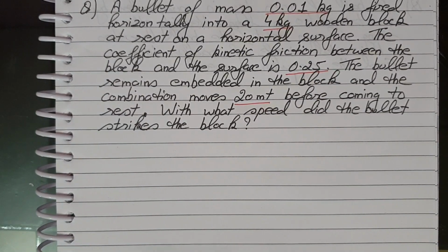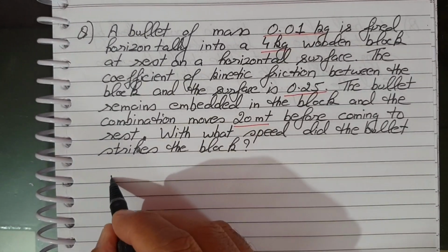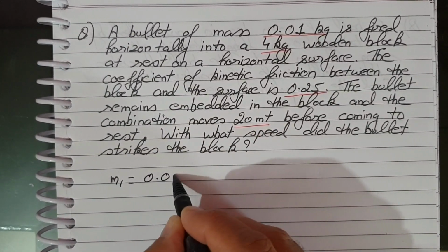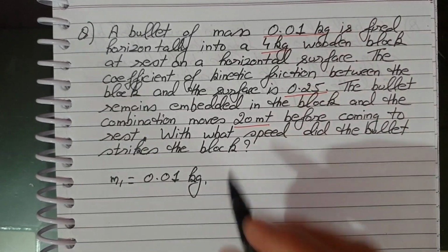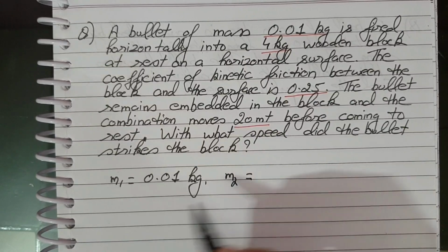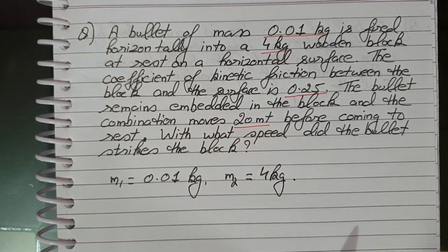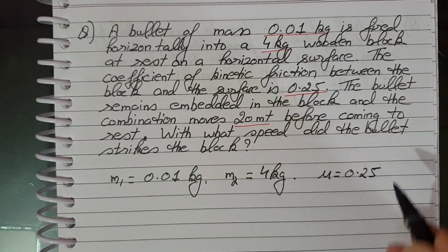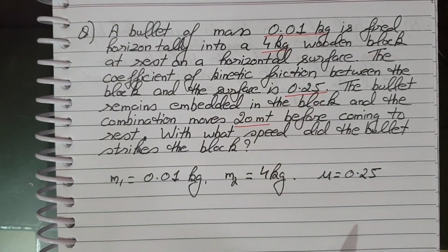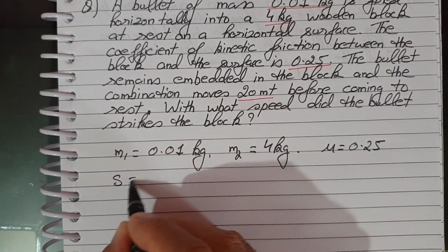First of all, we'll write whatever is given to us in the question. The mass of the bullet, m1, is 0.01 kg. The mass of the wooden block, m2, is 4 kg. The coefficient of kinetic friction, mu, is 0.25. The distance moved by the combination, s, is 20 meter.